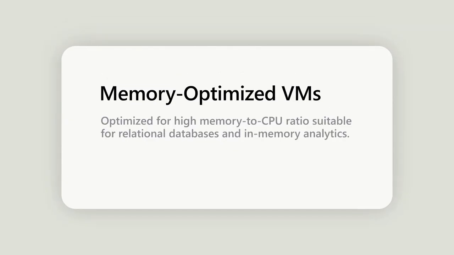You also have memory-optimized VMs. These have a high memory-to-CPU ratio and are suitable for relational databases, in-memory analytics, and other memory-intensive applications. The EV3 and M series are prime examples.